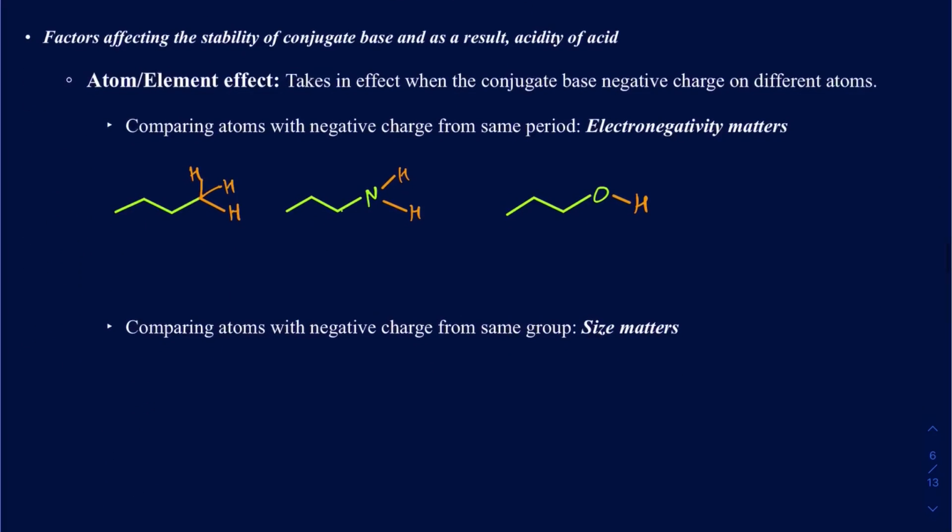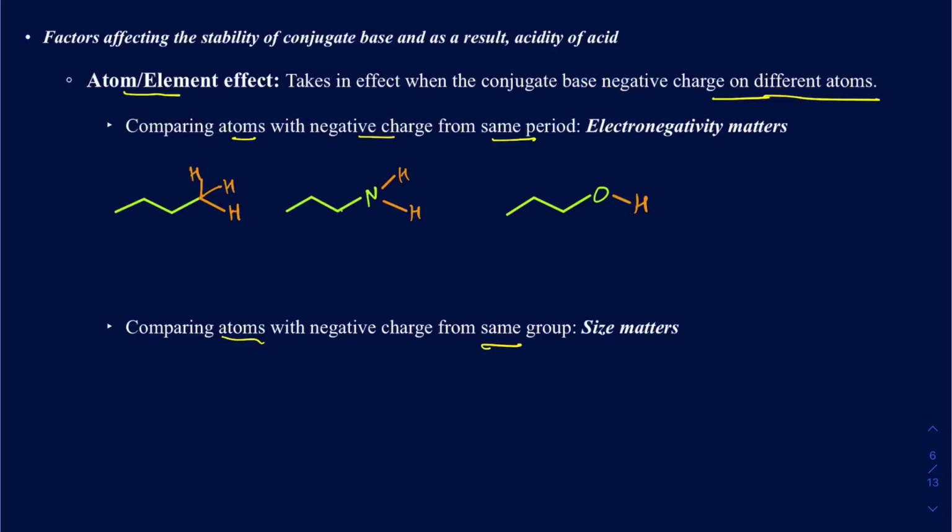All right, so the first factor, or the first effect, is called the atom effect or the element effect. The element effect takes into consideration whenever the conjugate bases that you're comparing have the negative charge on different atoms. All right, and I can take a couple of examples here. There are two ways you're going to be looking at it. The first thing you want to look for is whether the atoms that you're comparing that bear a negative charge are from the same period or from the same group.